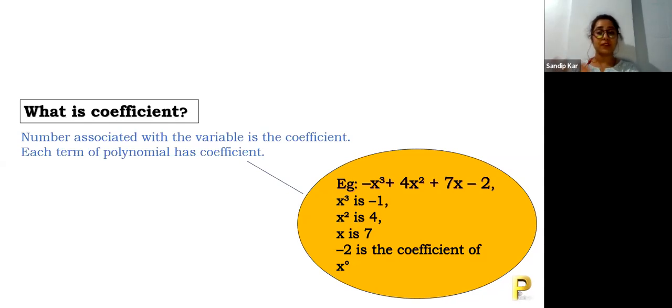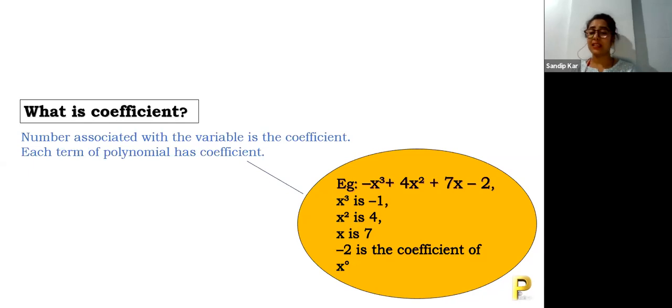Let's check the second term. 4x squared, so 4 is the coefficient. It is positive 4, but we don't put the plus sign; we only put the minus sign if the term is negative. For the third term, 7x, what number is beside x? 7. Therefore 7 is the coefficient. For the next term, minus 2 is the coefficient.